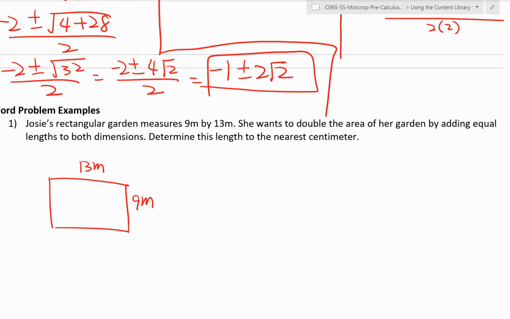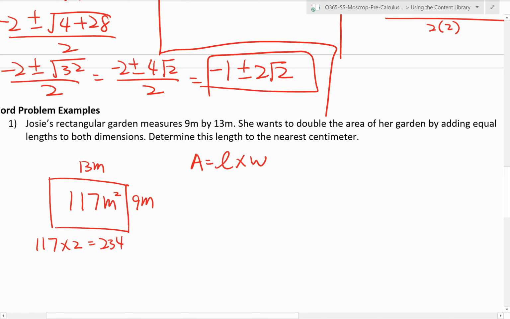Okay, well, we actually do know what the area is right now, right? 13 times 9 is 117. So the area right now is 117 square meters. Now, she would like to double the area. Recall area is equal to length times width. So the new area is 117 times 2, which is 234.